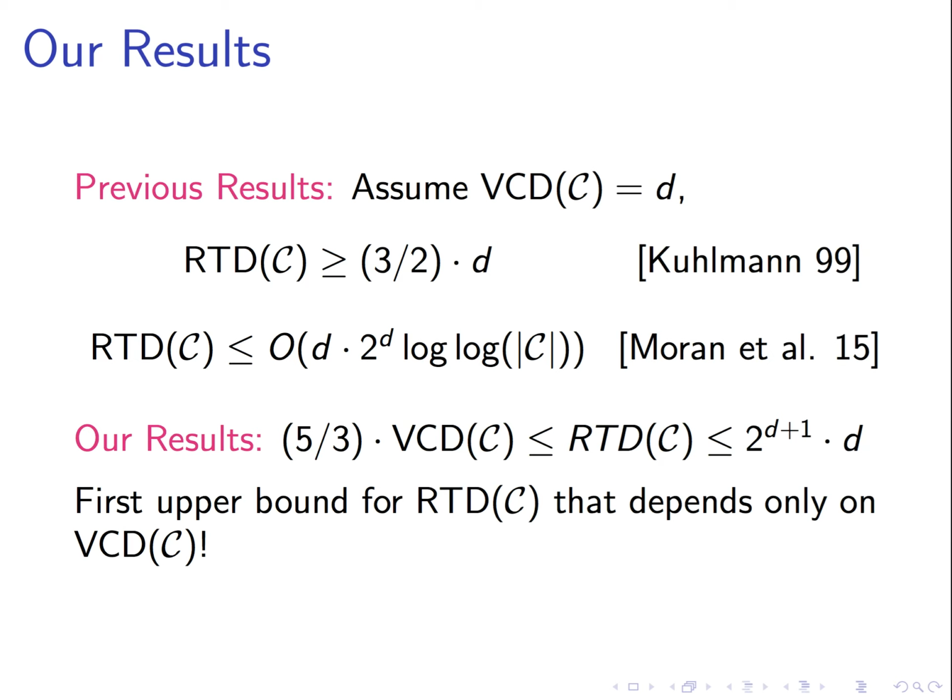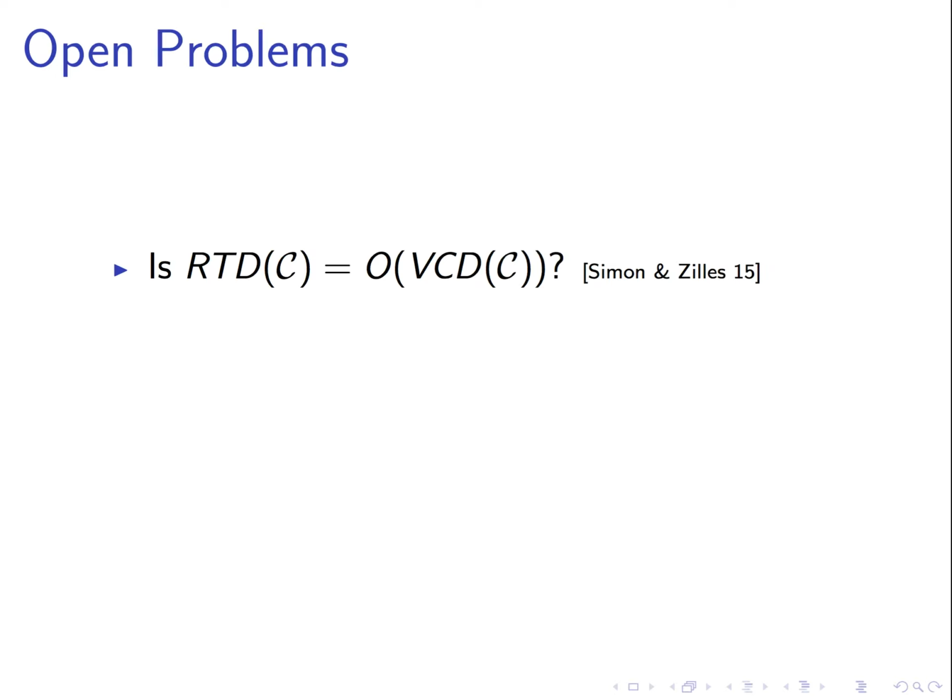And note that this is the first upper bound obtained on recursive teaching dimension that depends only on the VC dimension. This is an important step towards answering the open problem posed by Simon and Zilles, that is, can we bound the recursive teaching dimension by a linear function of VC dimension?